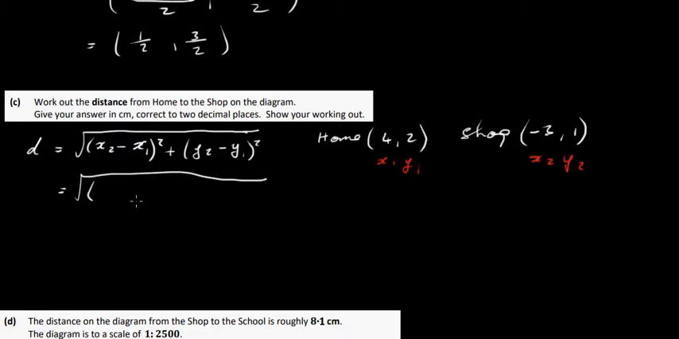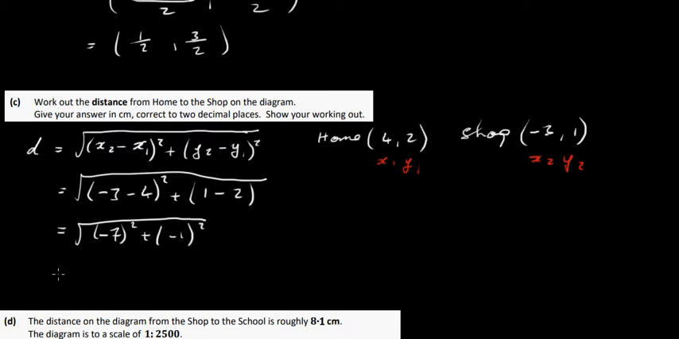So we have x2, so that's -3 minus x1, which is 4, square that. y2, which is 1, subtract the 2, y1. So we end up here with -3 minus 4 is -7, which we square. 1 minus 2 is -1, which we square. So 7 squared is 49, and the minus squared is plus. -1 squared is +1. So 49 plus 1 is 50. So it's the square root of 50. We were asked to give your answer to 2 decimal places. When you work that out, you get 7.07 centimeters. That's your distance between the home and the shop, directly between the shop and the home.